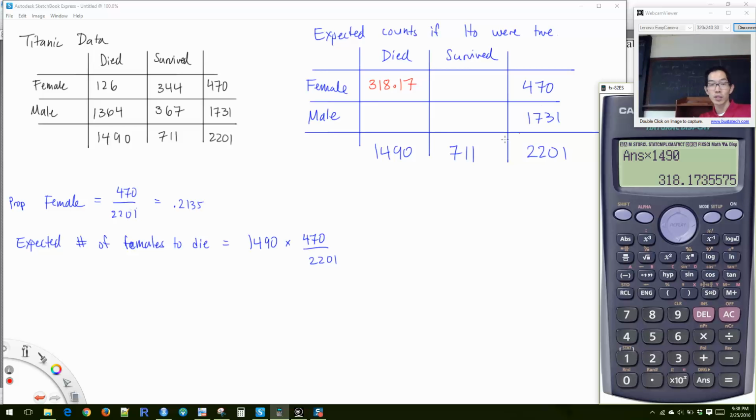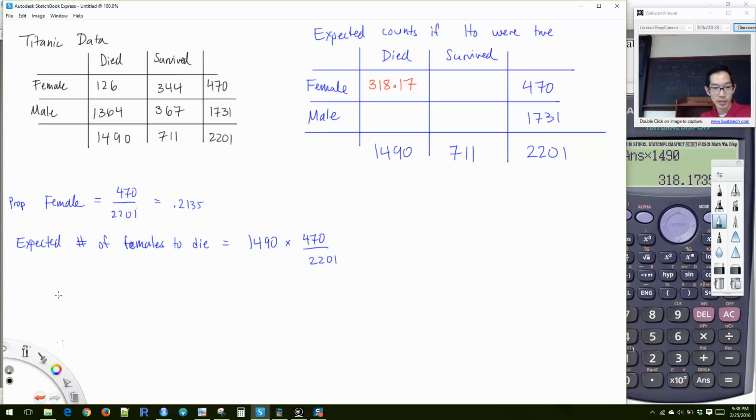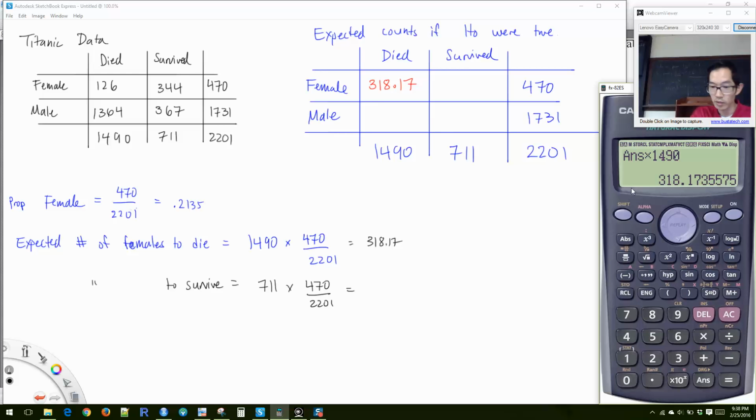And then I can do the same thing for the expected number of females to survive. What values would I multiply here? 711 times 470 over 2201. So I can do 711 times 470 divided by 2201, and I get 151.83.